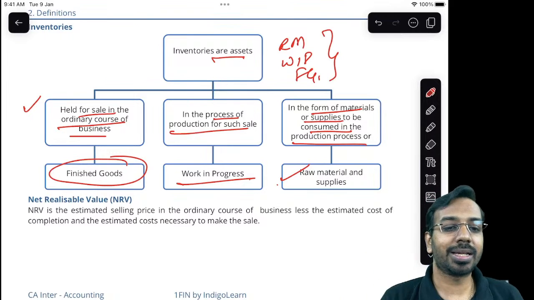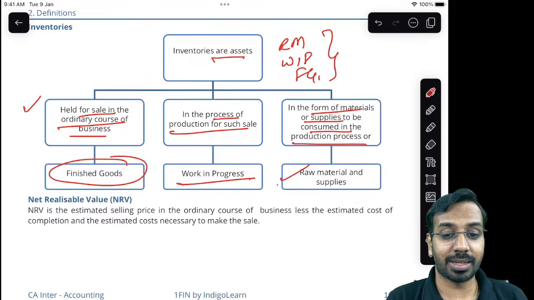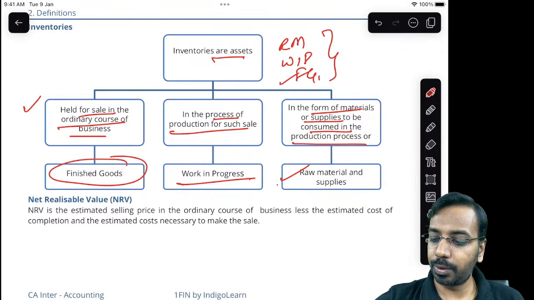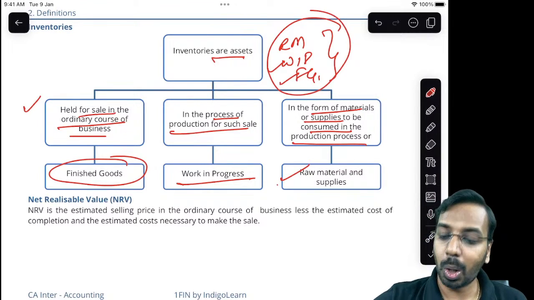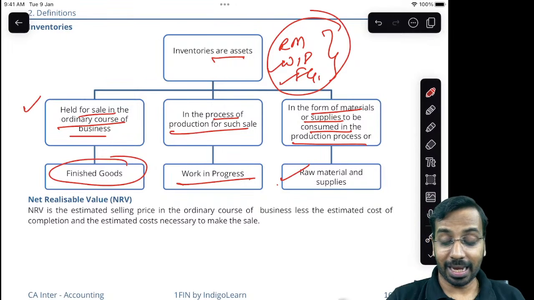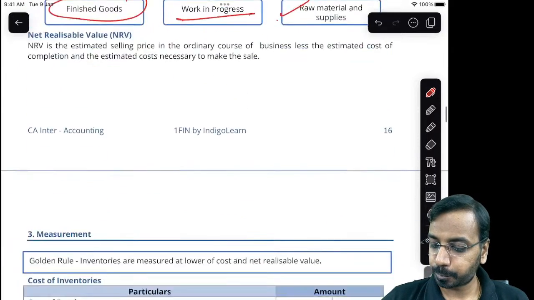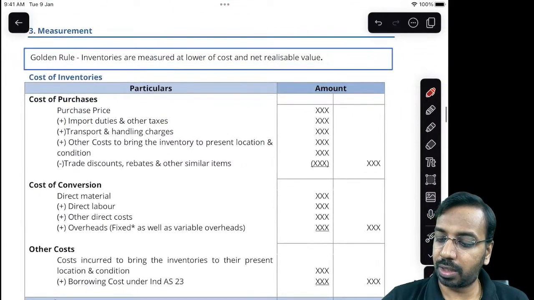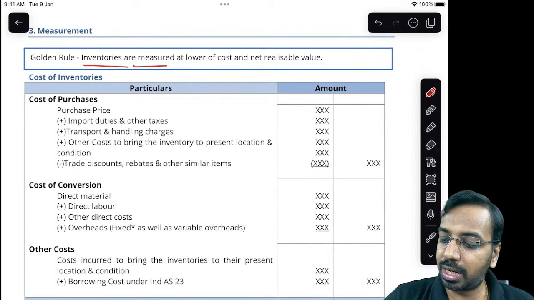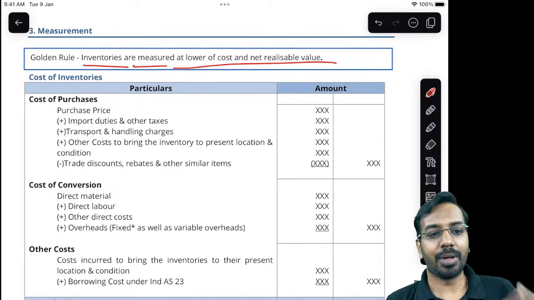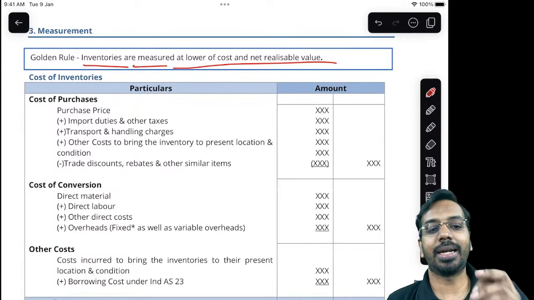Sometimes questions are asked in the examination, they ask you to compute the value of inventory. When they say value of inventory, don't only compute FG or WIP, you have to calculate all of these in totality. Highly scoring, you must be able to make 5 out of 5 in this question as far as AS 2 is concerned, right? Now, the golden rule of valuation of inventory is that inventories are measured at lower of cost and net realizable value. Always remember, inventories are measured at lower of cost or net realizable value.